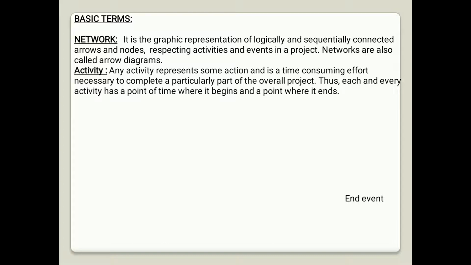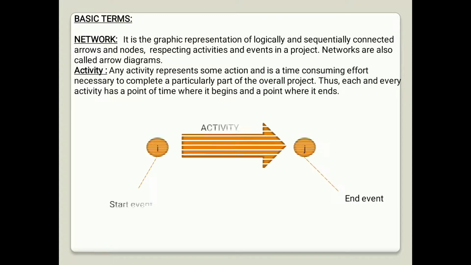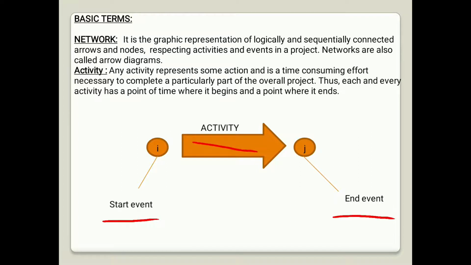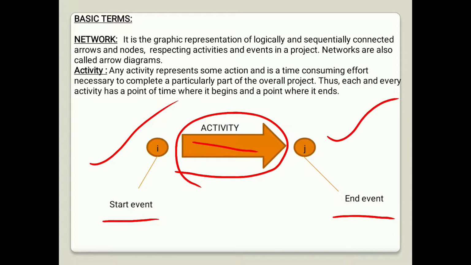The second basic term is activity. An activity represents some action and is a time consuming effort necessary to complete a particular part of the overall project. Let's have a look at the diagram now. See here: start event, end event, and activity. Activity shows a process or an action between two events. The two events are nothing but the start event and the end event.